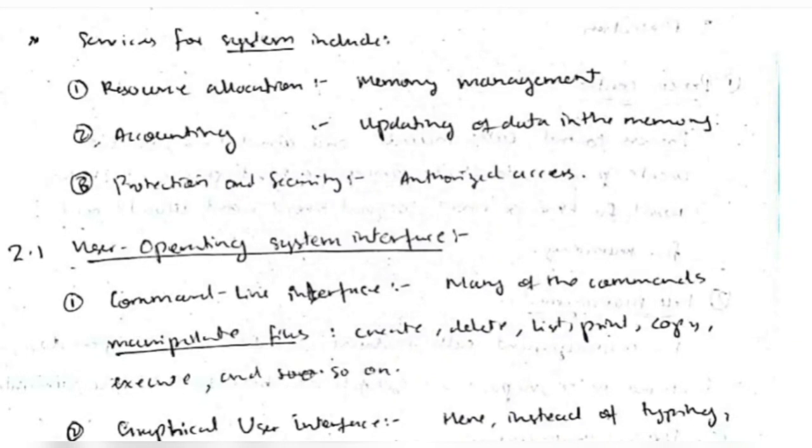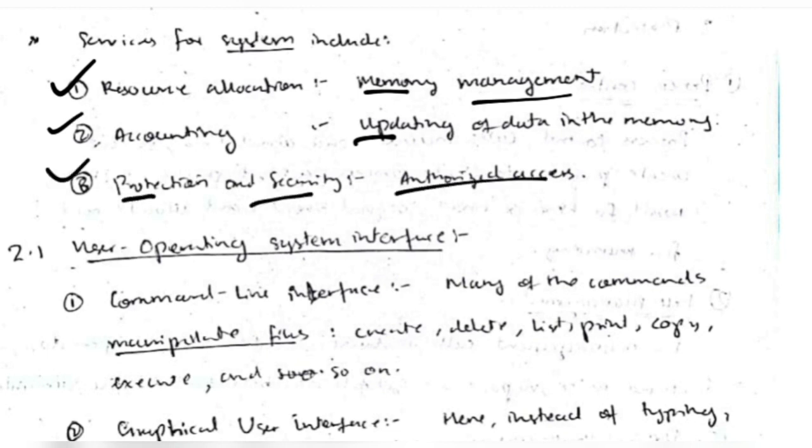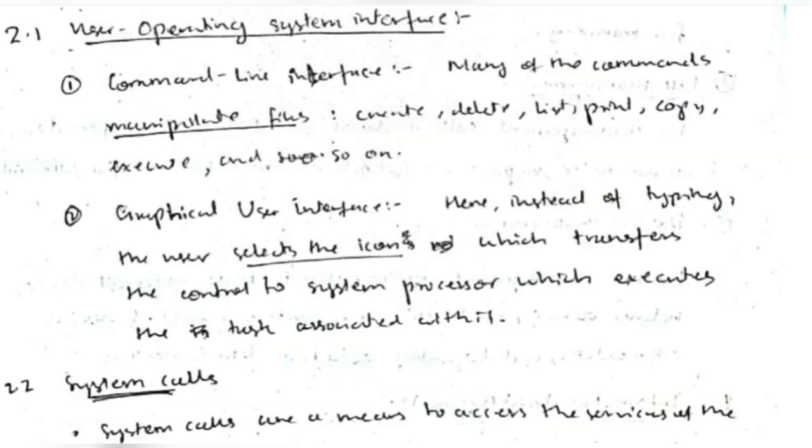For the system, there are three operations. First one is resource allocation, that means memory management, and whenever we input something, that should be updated in the memory, right? That's carried out by the operating system, and the protection and the security of the data is done by the operating system. The user operating system interface means when there is a system here, how will the user access the operating system. Okay, there are two ways.